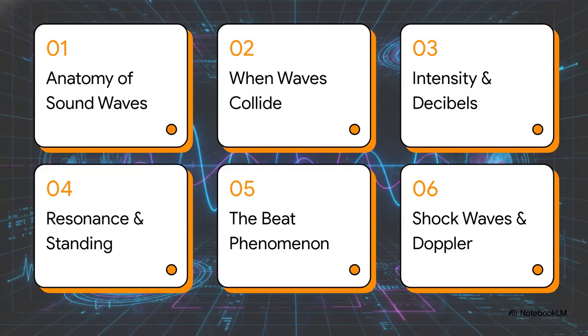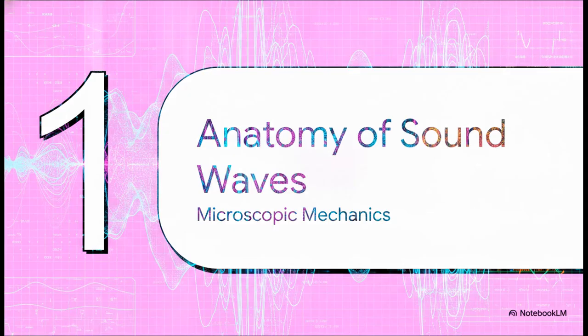Okay, taking a quick look at our diagnostic menu to map out our progression today, we are covering: 1. The anatomy of sound waves. 2. When sound waves collide. 3. Intensity and the decibel scale. 4. Resonance and standing waves. 5. The beat phenomenon. And finally, 6. Doppler effects and shock waves. Let's get into it.